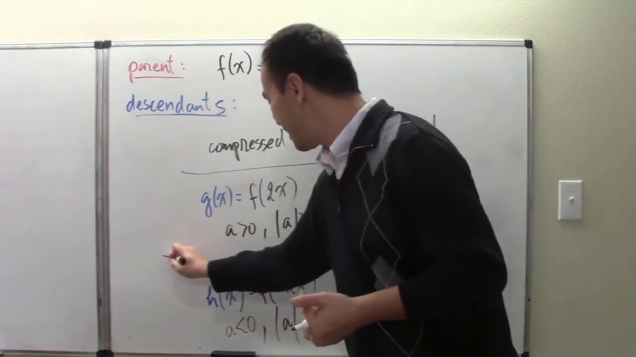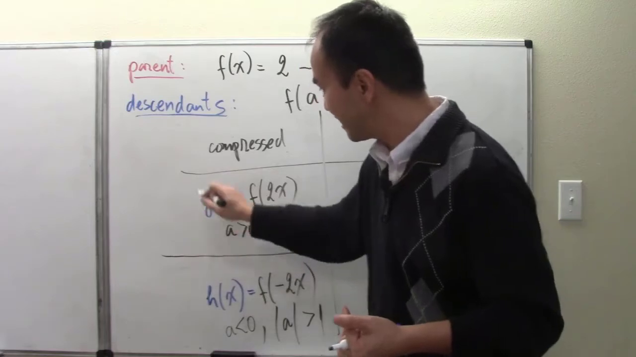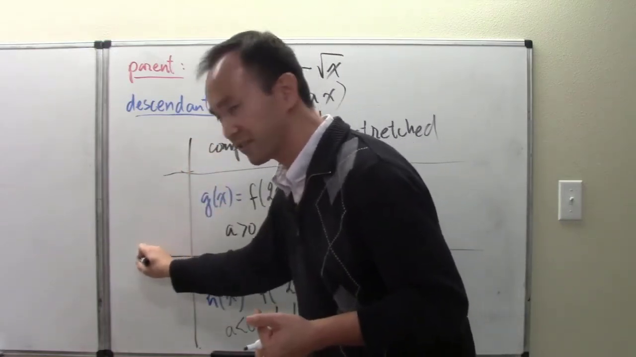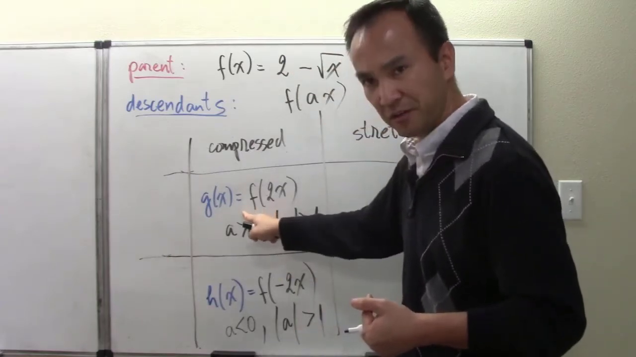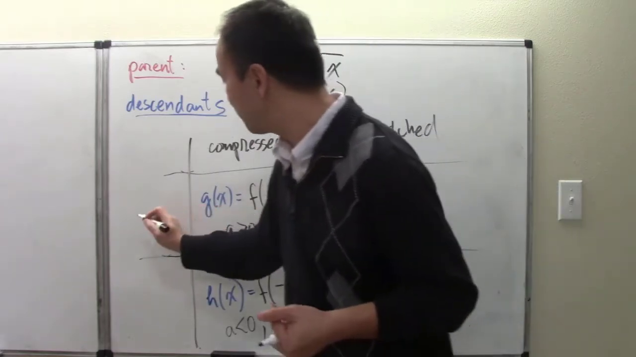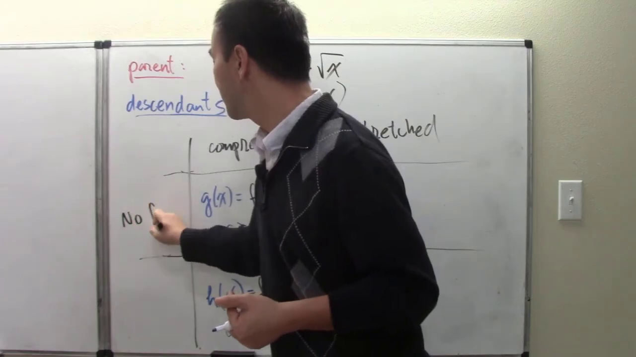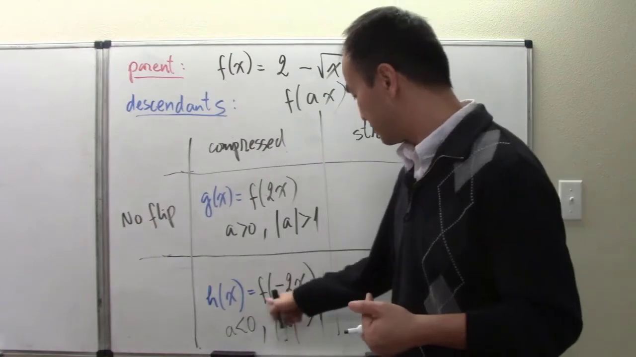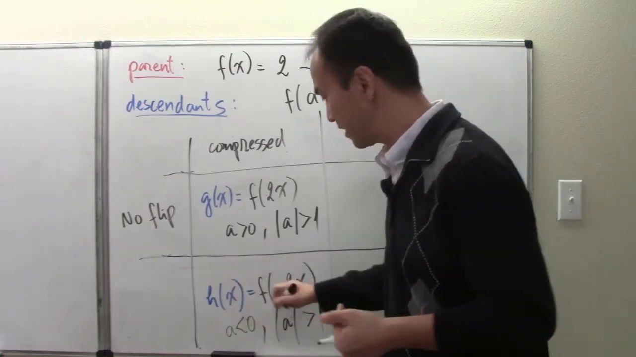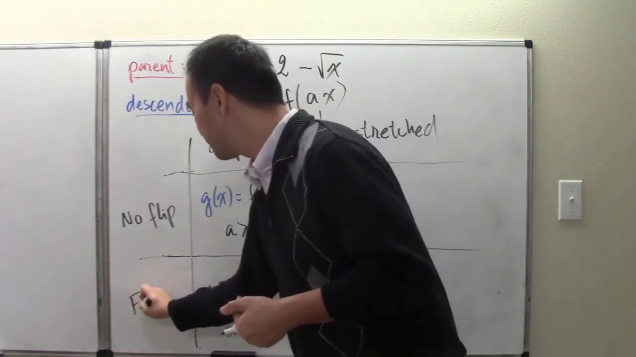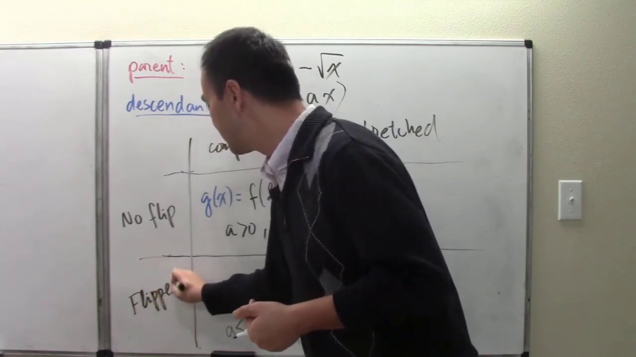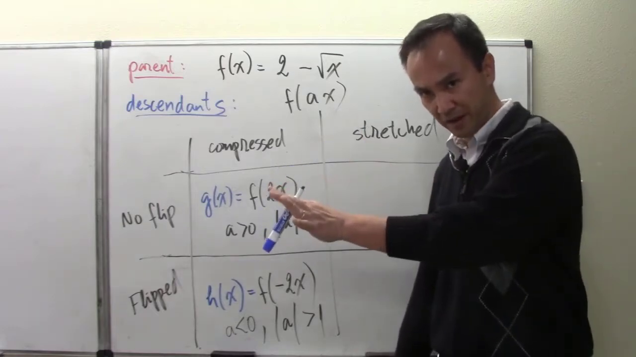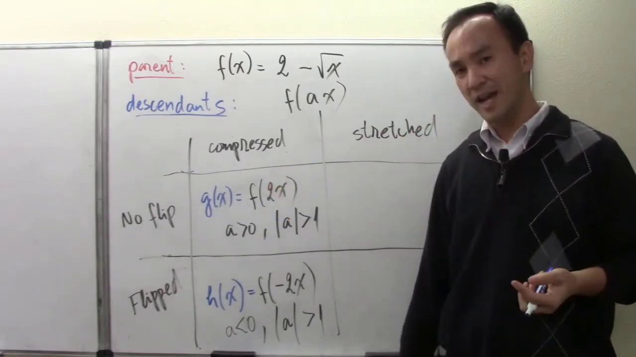Looking a little further back at what we experimented with, for g there was no flip. The graph stays the same. But h of x was flipped, and when I say flipped, I mean the original parent being flipped through the y-axis.